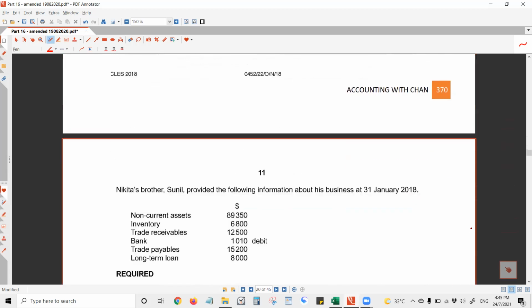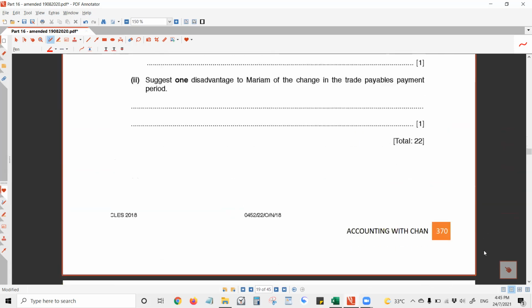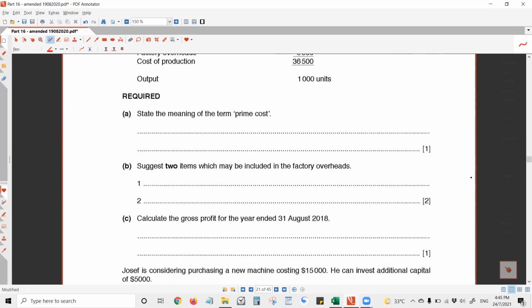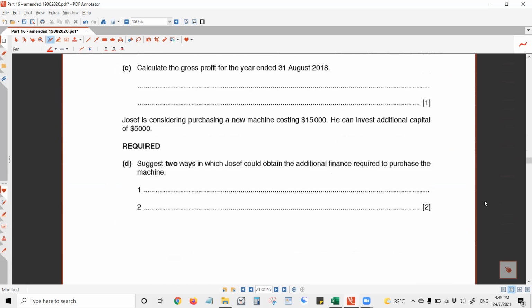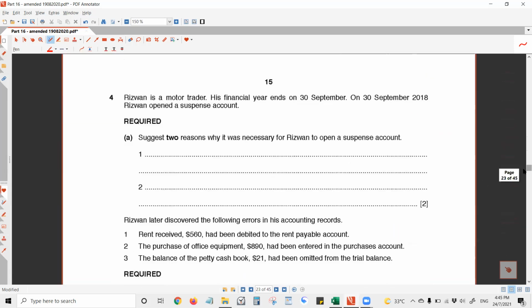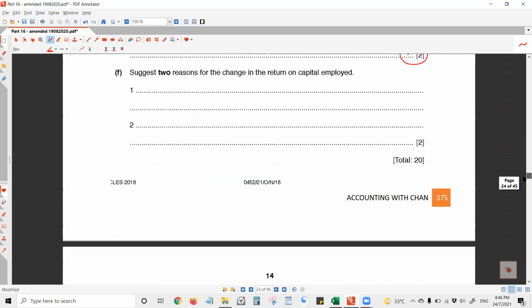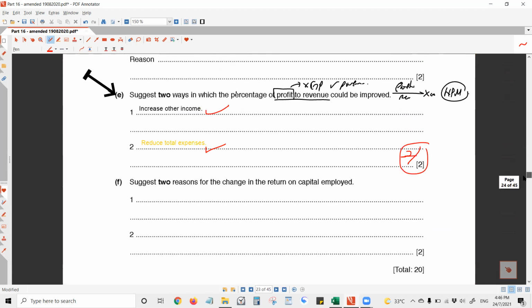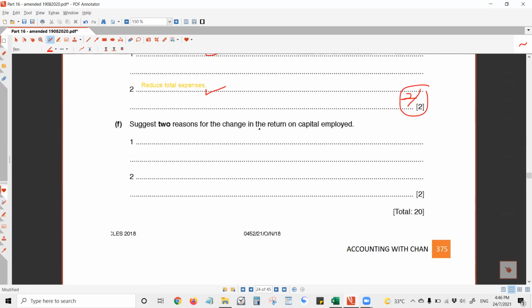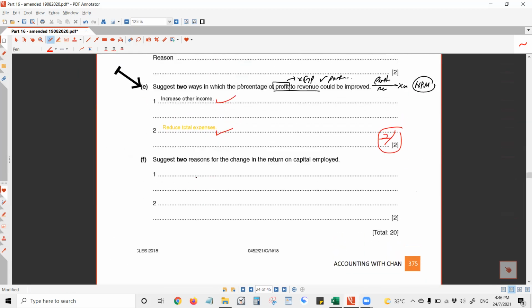Now we look at the next question. We do one more on ROCE, then we get back to the notes to look at other formulas. Hope we can finish this topic today. Okay, we come to page 375, question F.